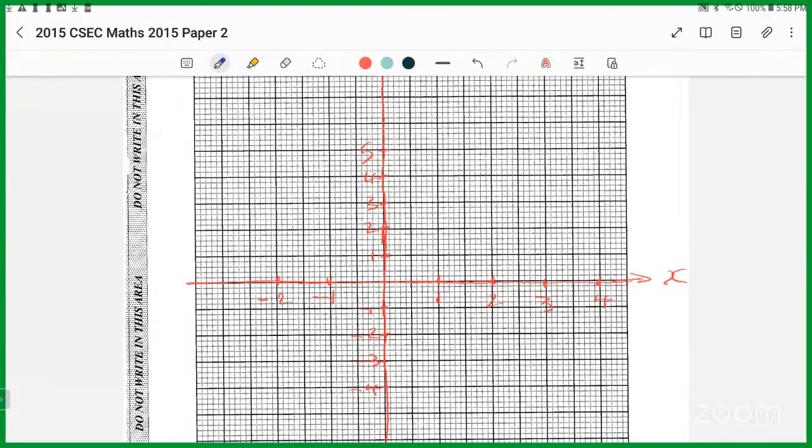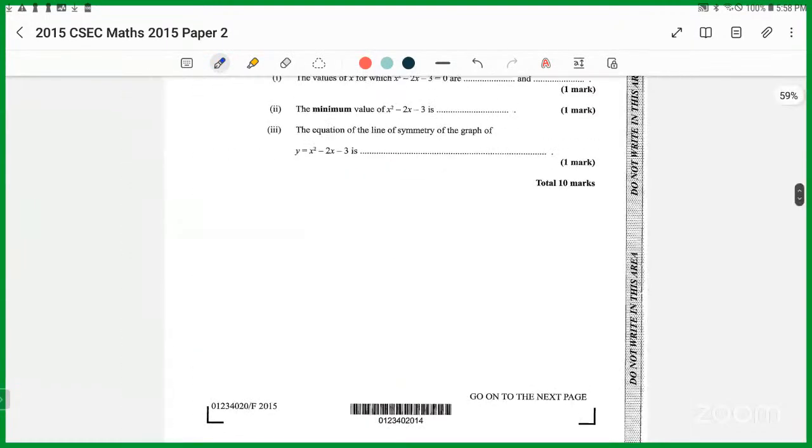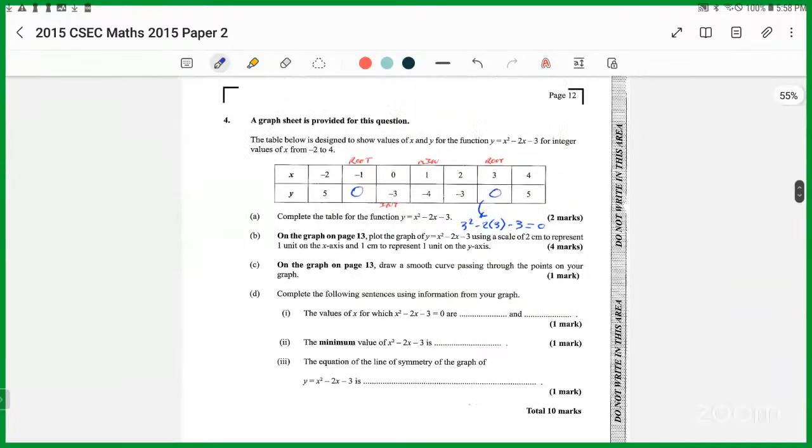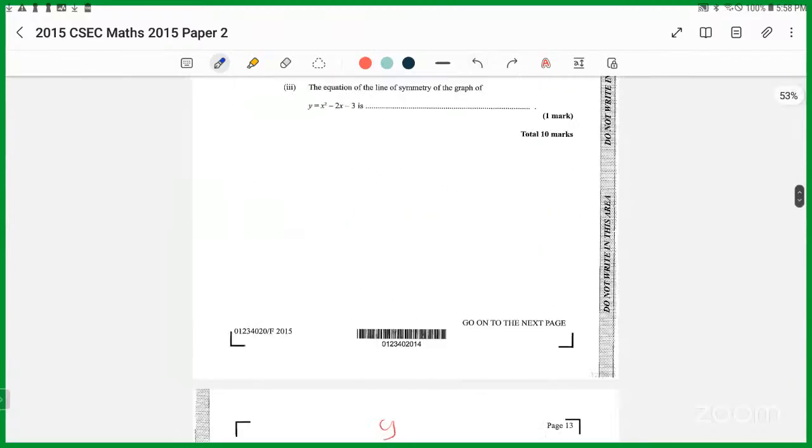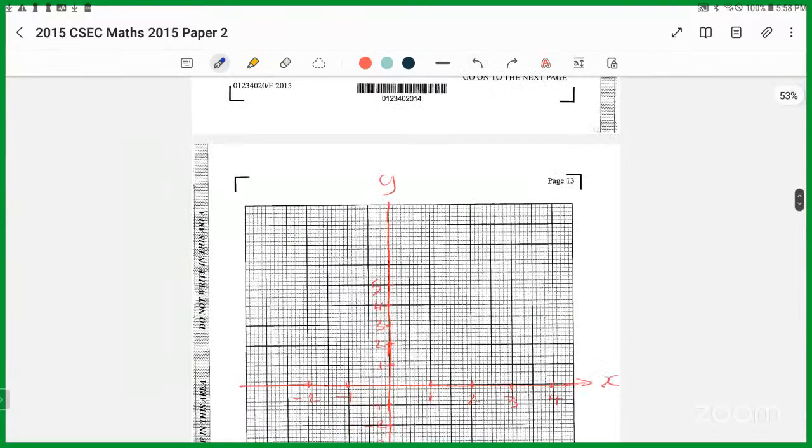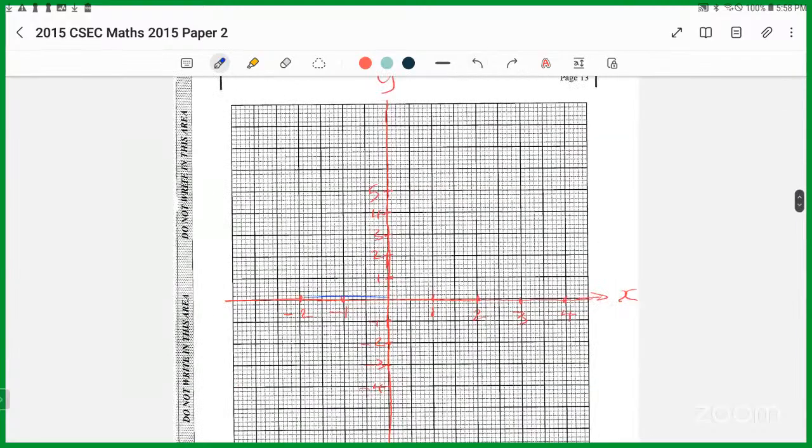Let's put in the values now. The values are symmetrical about 1, 4, but we have -2, 5. Let's put them on one at a time. Put them on in blue. -2, 5 is right here.